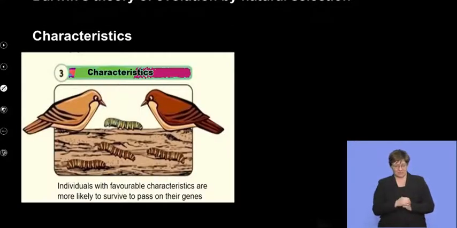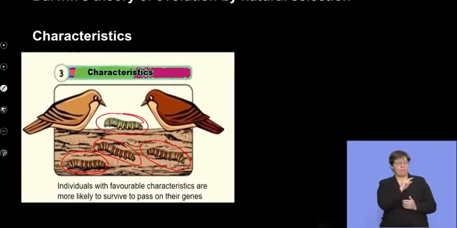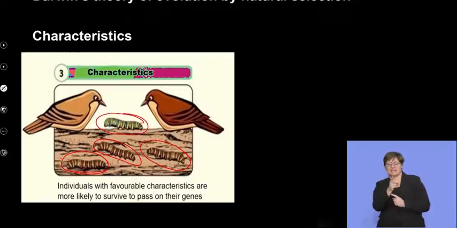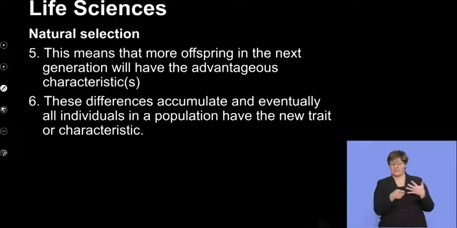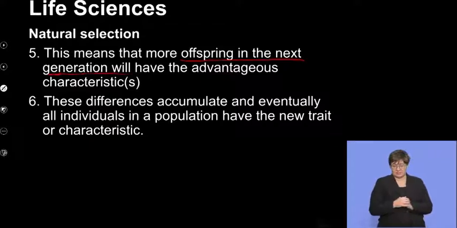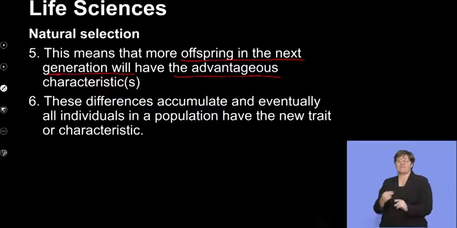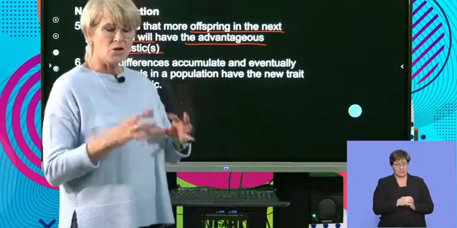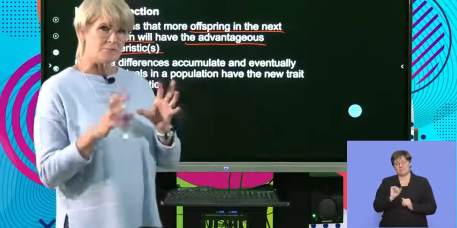Right, so here we can already see that there are more of those organisms with the favorable characteristic and only a few with the unfavorable characteristic, because they become very conspicuous and predators can pick them off very easily. So that means more offspring in the next generation. Now we're talking about the next generation of worms, and they would have the advantageous or favorable characteristic, because in that set of circumstances, those environmental conditions, that is the favorable characteristic.